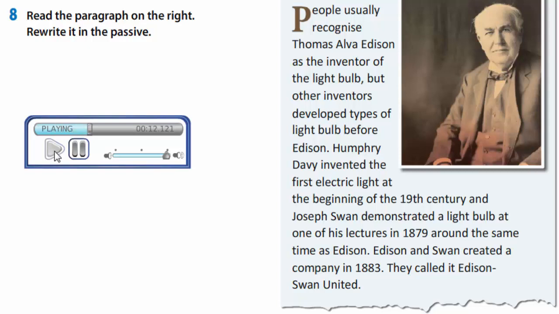The first electric light was invented by Humphrey Davy at the beginning of the 19th century, and a light bulb was demonstrated by Joseph Swan at one of his lectures in 1879, around the same time as Edison. A company was created by Edison and Swan in 1883. It was called Edison Swan United.